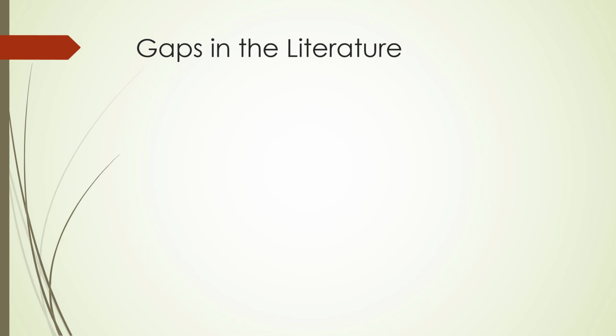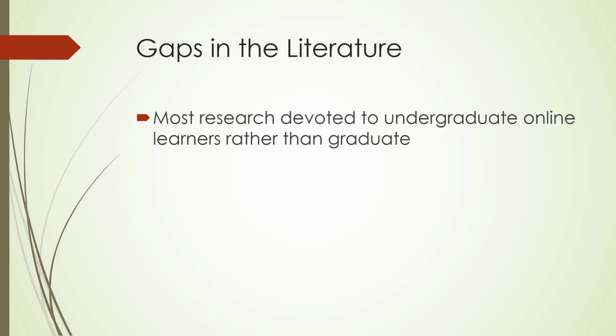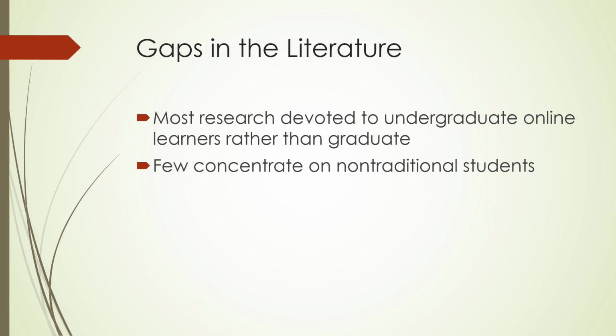Although online learning is an increasingly important segment of the higher education enrollment landscape, most of the research is devoted to undergraduate learners rather than graduate, and few to none concentrate on non-traditional students. Dropout rates in online courses are worrisome to educators, and several factors may be responsible. Controlling for these factors, specifically computer anxiety, computer self-efficacy, and transactional distance, may help improve the persistence of non-traditional students and help them succeed in their educational goals.